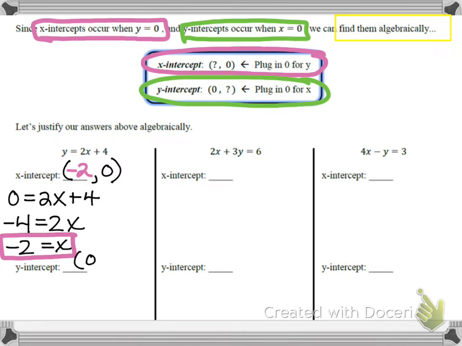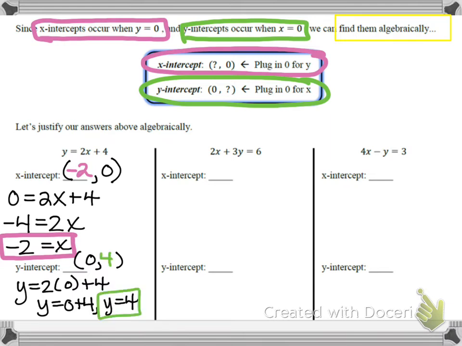Now let's verify the Y-intercept. So for a Y-intercept, we know our input value is 0. So in my equation, I will replace x with 0. So y equals 2 times 0 plus 4, which means y equals 0 plus 4, or y equals 4. So our ordered pair is 0, 4.